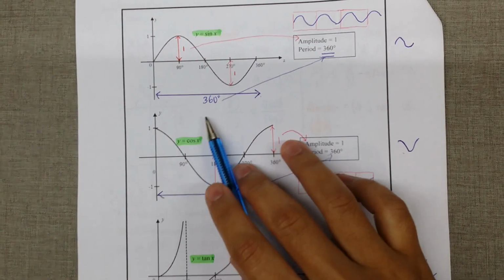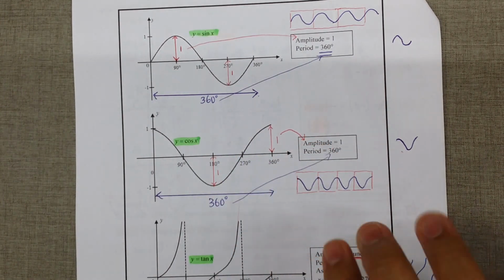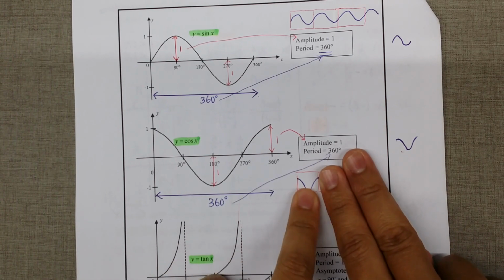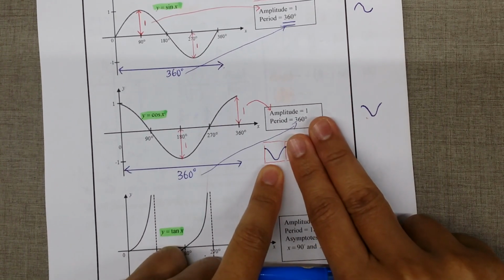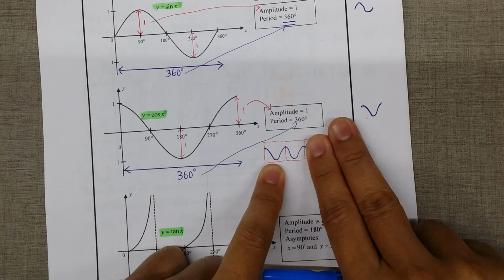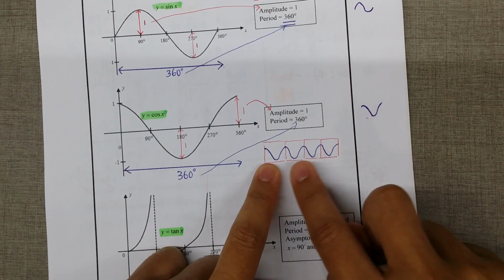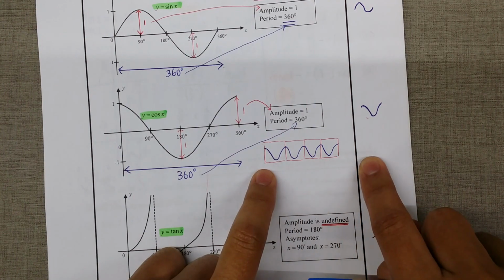Period for sine, I mentioned already, 360. For cosine, I think I ended somewhere here. Okay, one cycle of cosine looks like this. 2 cycles of cosine look like this. 3 cycles of cosine look like this. 4 cycles of cosine look like this. The pattern will go on and on and on.